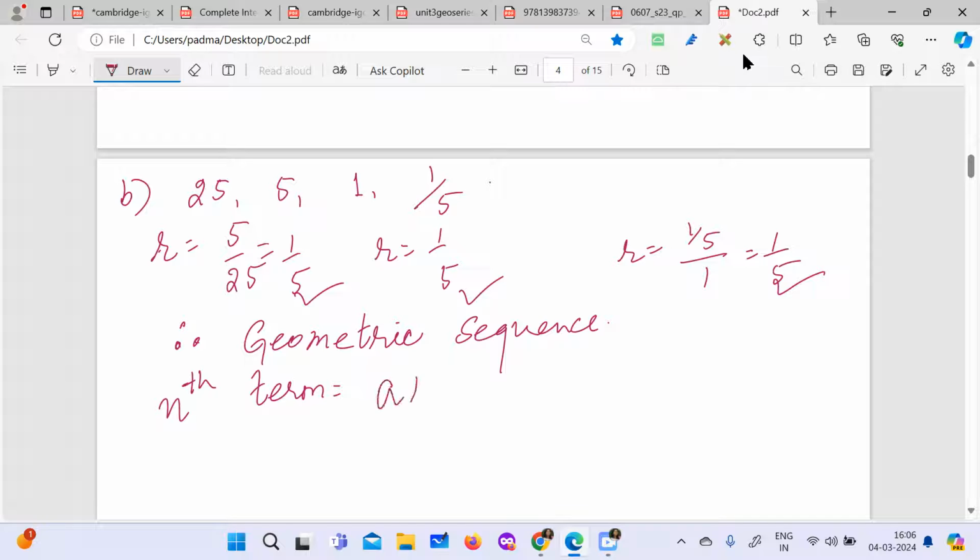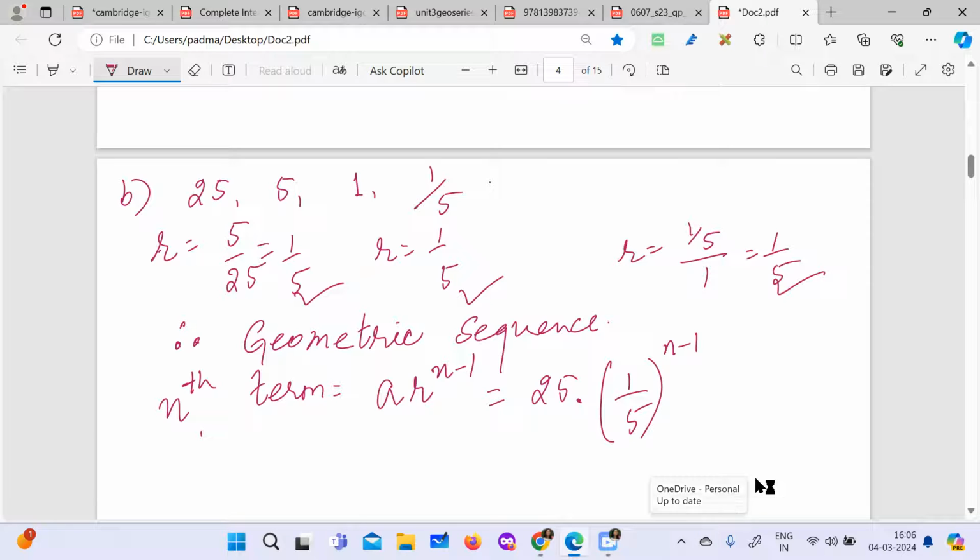A times R to the power n minus 1. Okay, so how do I find the nth term after this now? What will be A in this question? It is gonna be 25. Very good. R is? 1 over 5. That is 1 over 5. And n is gonna be? No, no, n minus 1, that's it. This is our nth term rule.